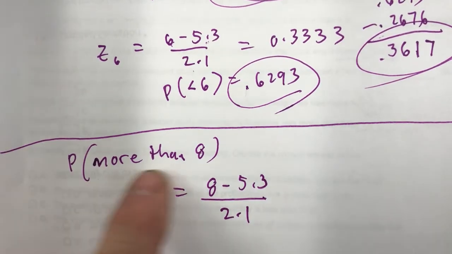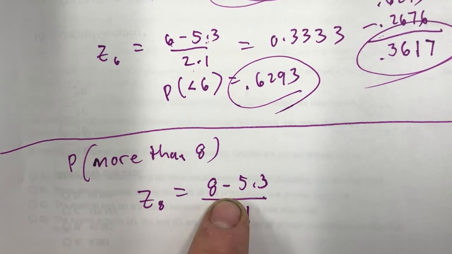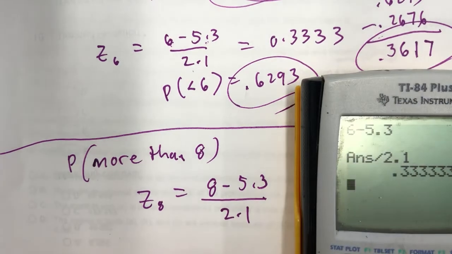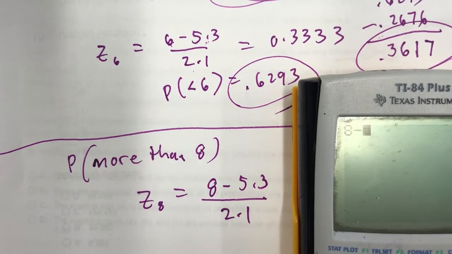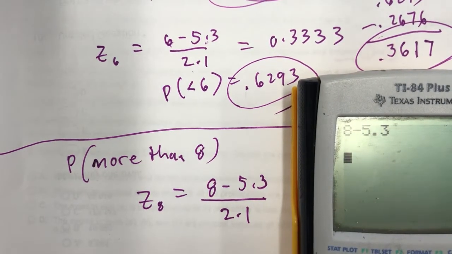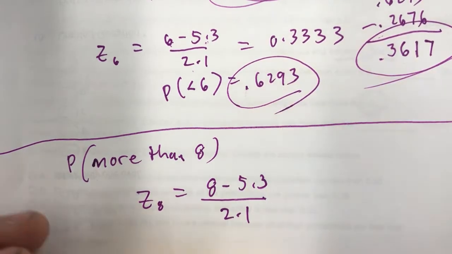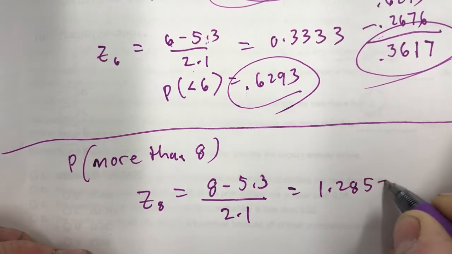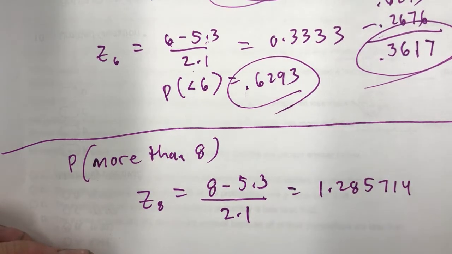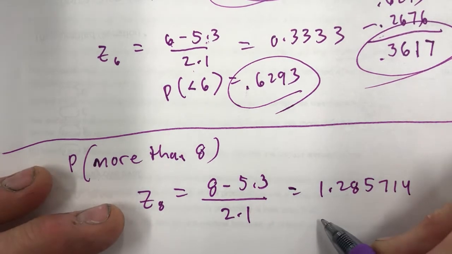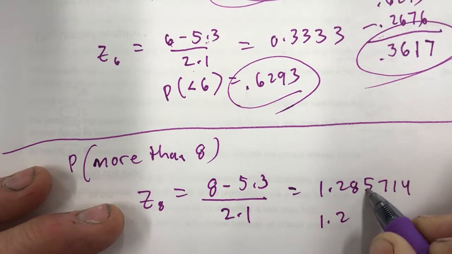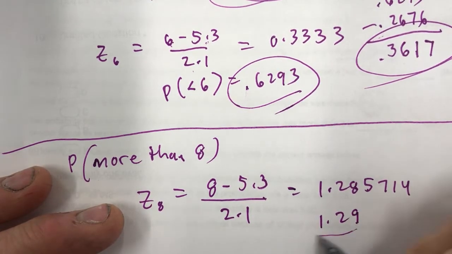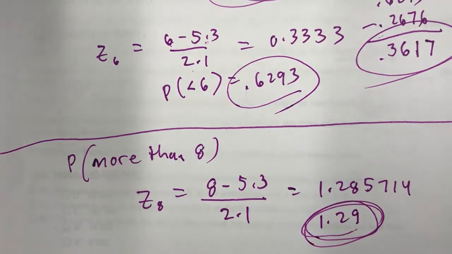Okay, so more than 8. Let's find the z-score of 8. So it's going to be 8 minus 5.3 equals, and then divide by 2.1, and that's 1.285714, okay? We're going to round this, which is 1.29. The 5 makes the 8 go up to 9. So here's the z-score I'm going to look up.